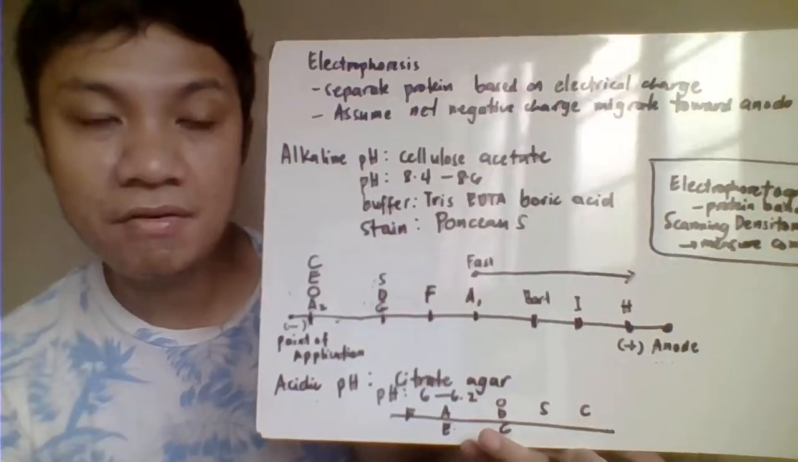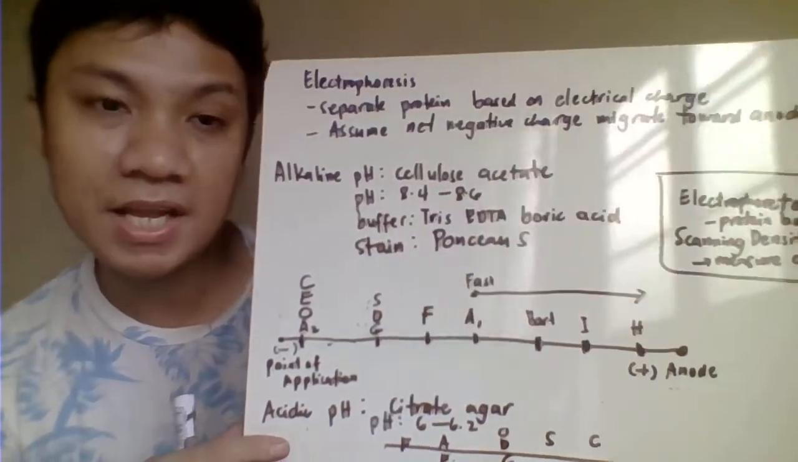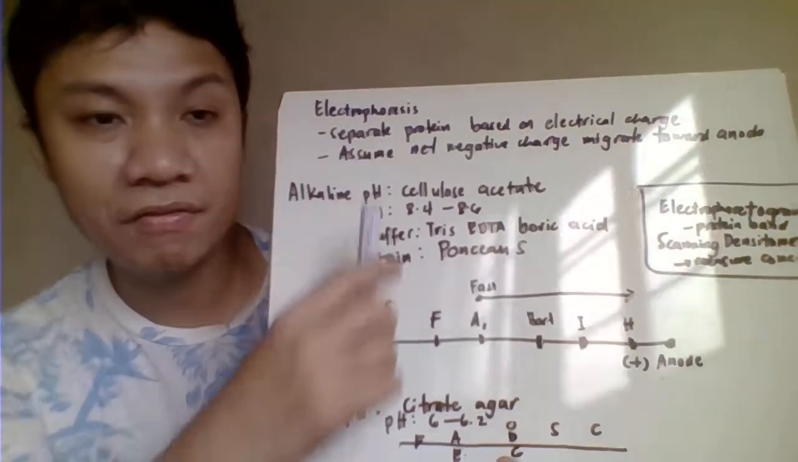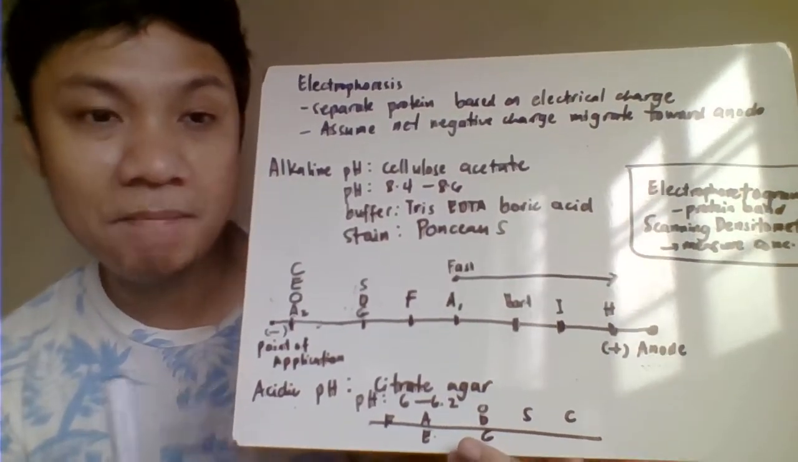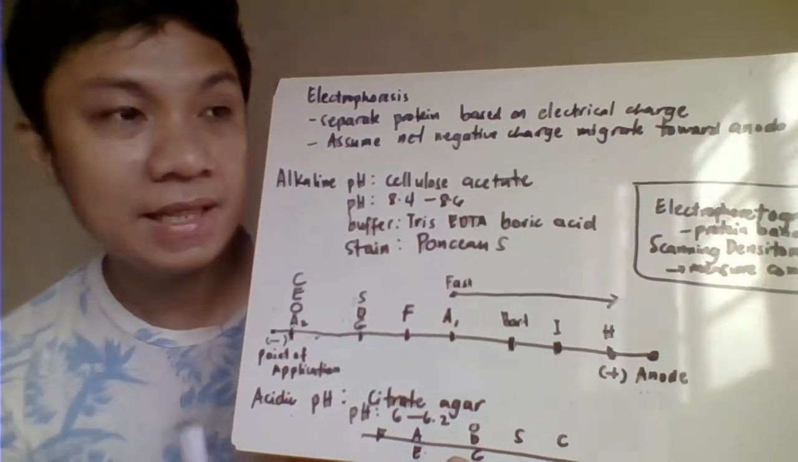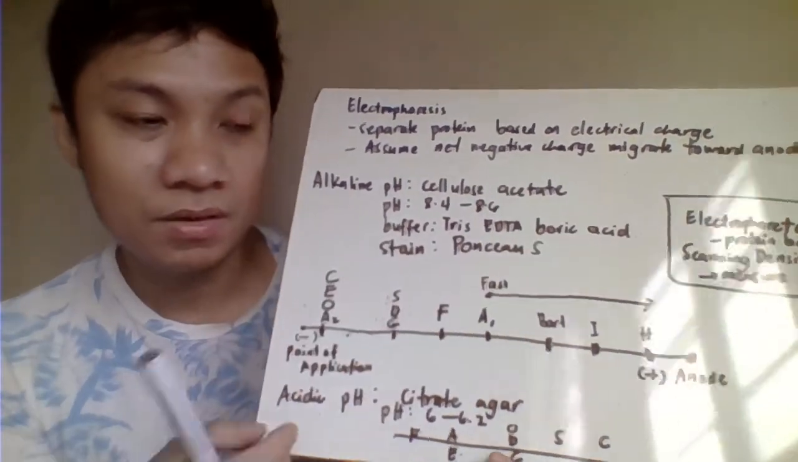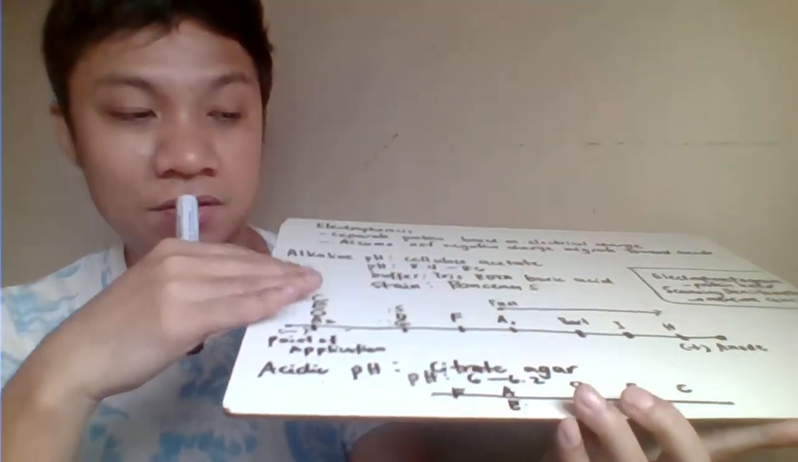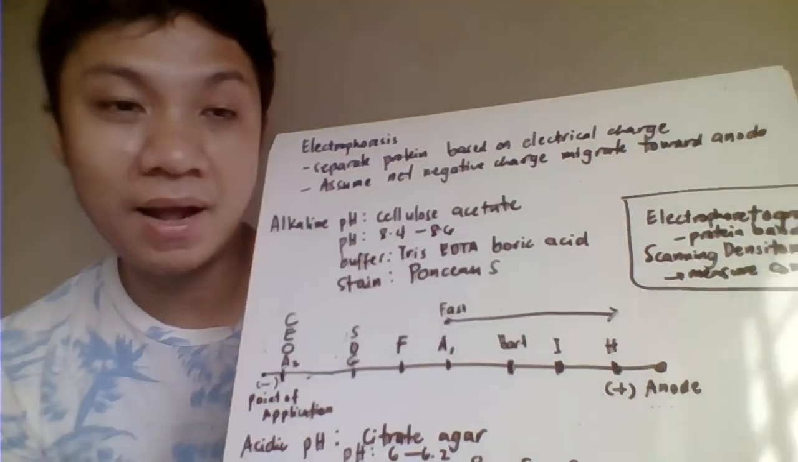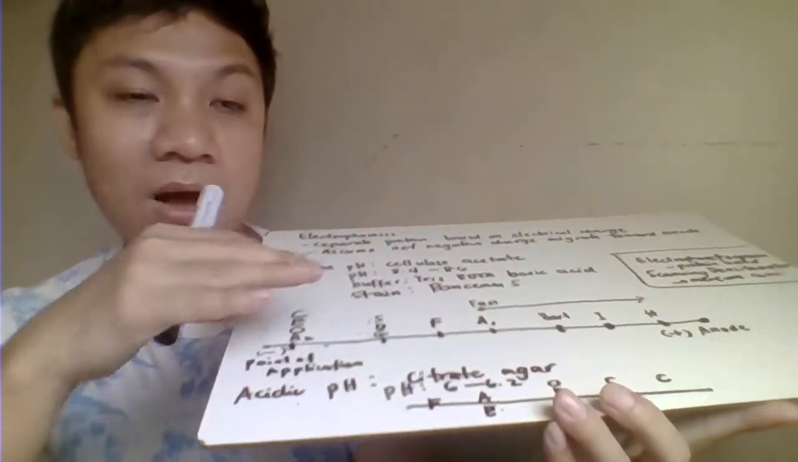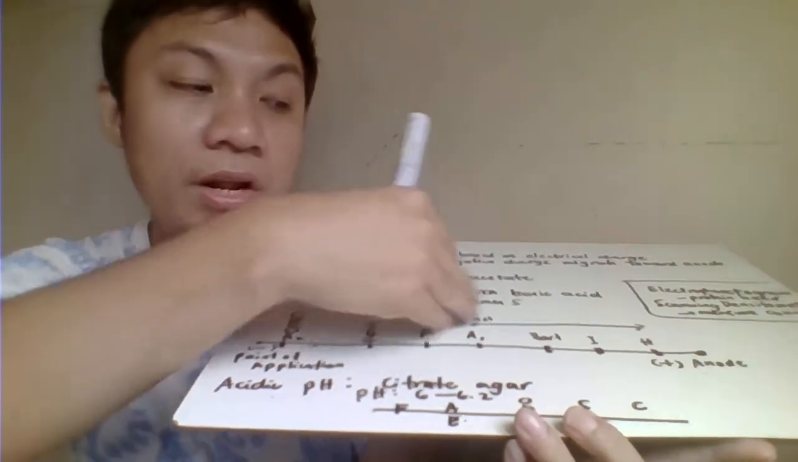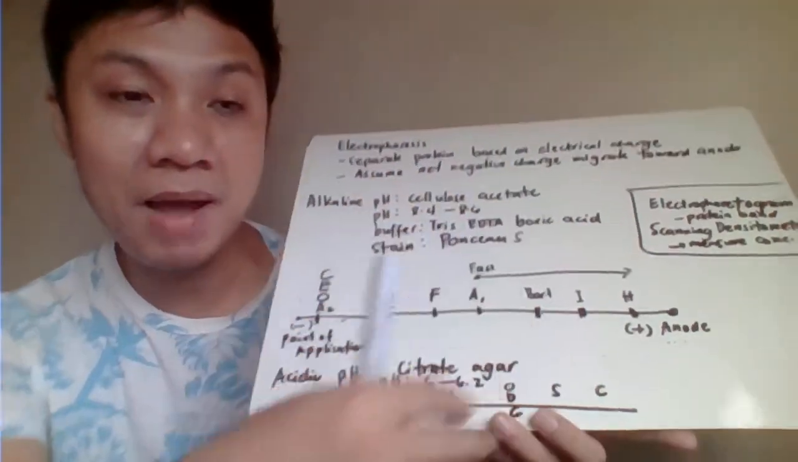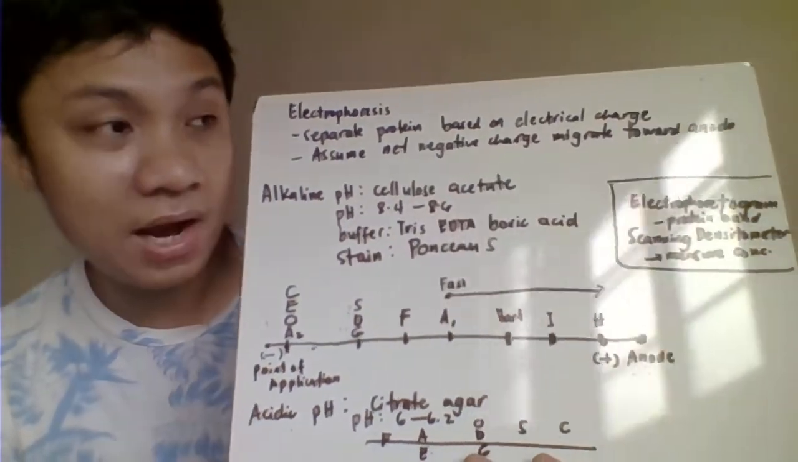Okay, another method for hemoglobin identification is through electrophoresis. Electrophoresis is based on the principle of migration of proteins in a support medium. For example, we are using agar as our support medium and allow our sample to be applied on this, and then your hemoglobin will migrate according to their electrical charge.